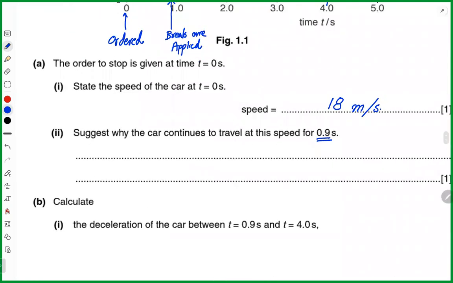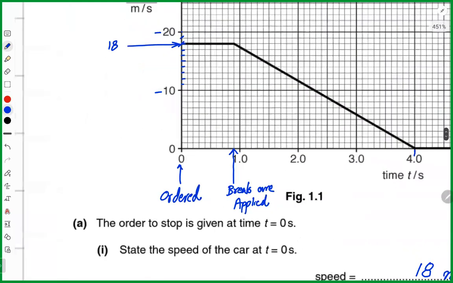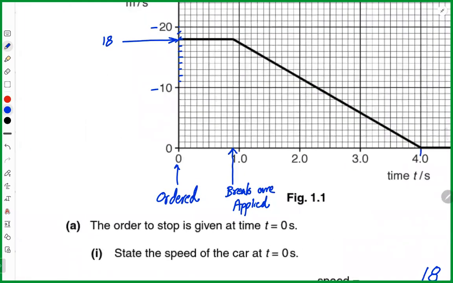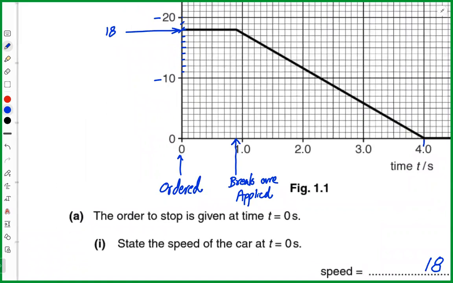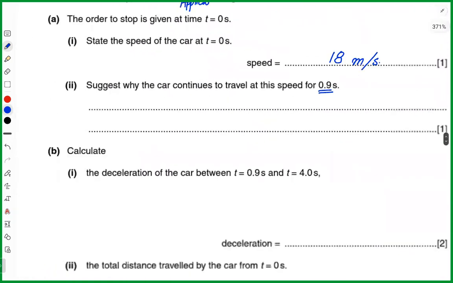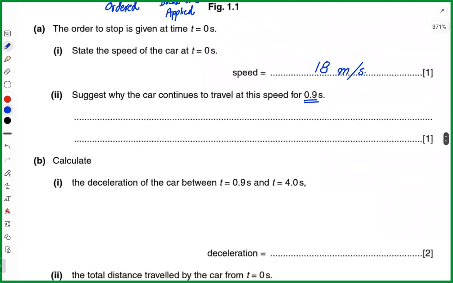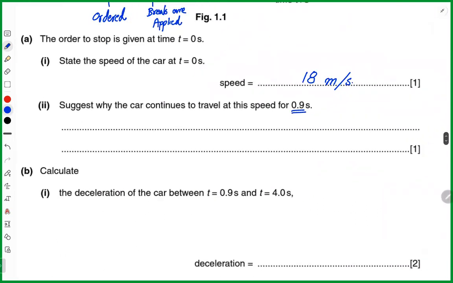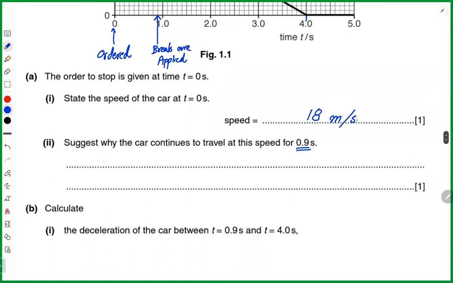Now, suggest why the car continues to travel at this speed for 0.9 seconds. Like the order was given and in 0.9 seconds, there was nothing done. That was the time that it took the driver to apply the brakes or press the brakes. Yes, this is the human reflex action time.